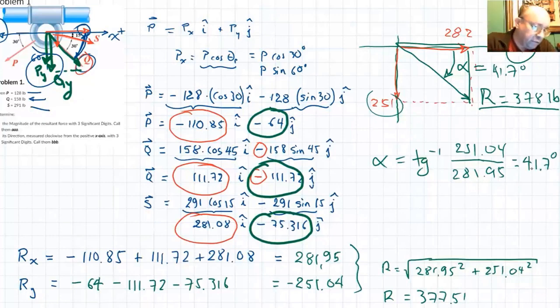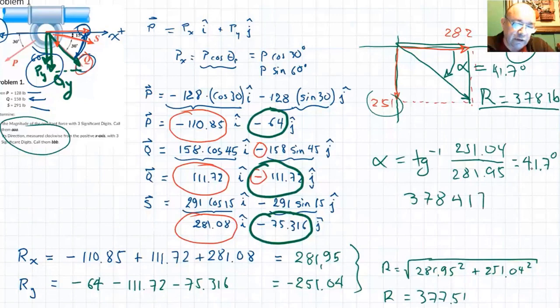Well, if I want to put this with my notation AAABBB, it will be 378417. This will be the number that I have to put into the computer for the quiz, right? Okay, agree? All right.